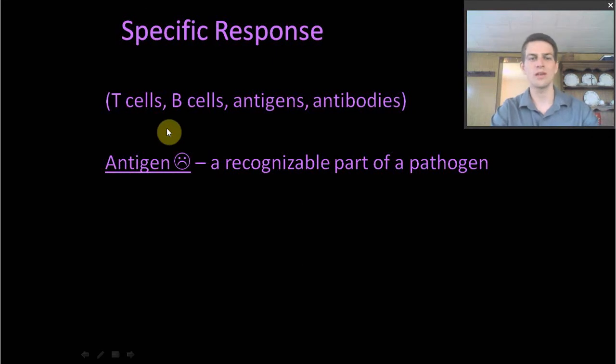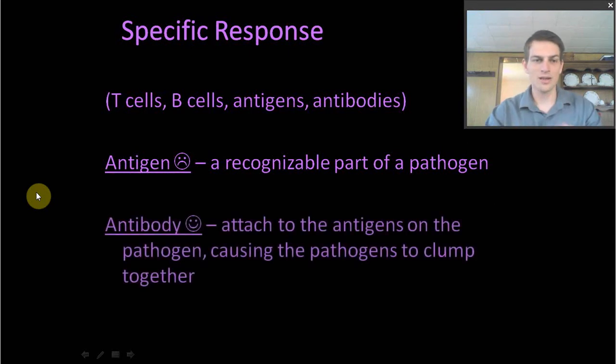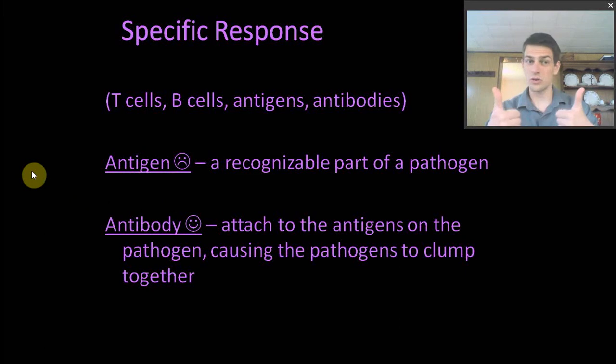And so the reason I have a frowny face next to the antigen word is because it's a part of the germ. It's part of the bad guy. But an antibody, on the other hand, gets a smiley face because it's part of your immune system. So antibodies are good. Antigens are parts of the germ, so they're not good. An antibody is something that your body can produce that actually attaches to the antigens which are on the pathogen. So it's able to recognize antigens and then stick itself to that, and it causes the pathogens to kind of clump together, and they can't be as evil when they're all clumped together.